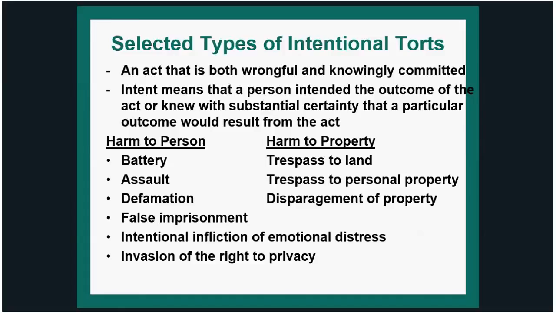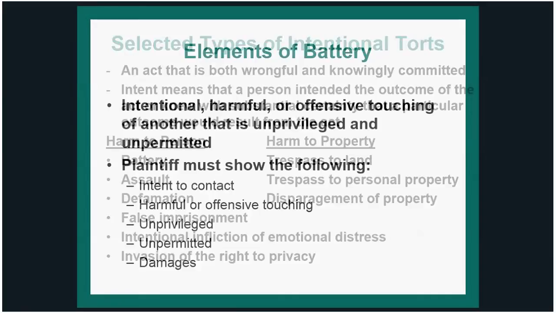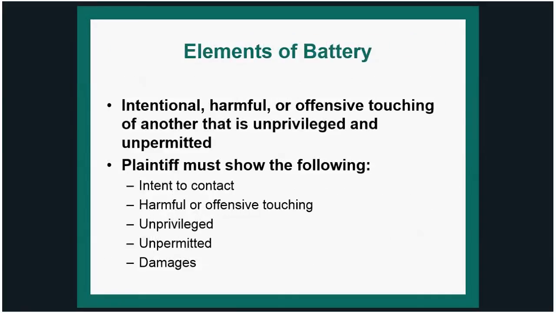So here we're looking at harm to person and harm to property. It's wrongful and knowingly committed. I intended that outcome or knew with substantial certainty that that outcome would react. And this is still underneath the civil lawsuit standard of proof that's 51% preponderance of the evidence.